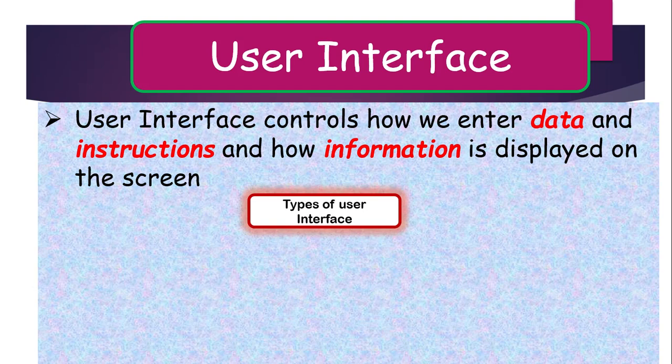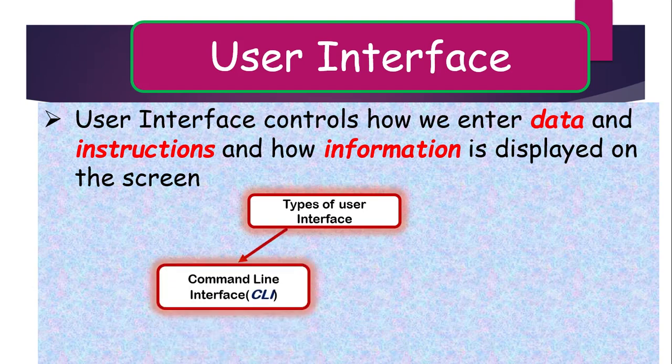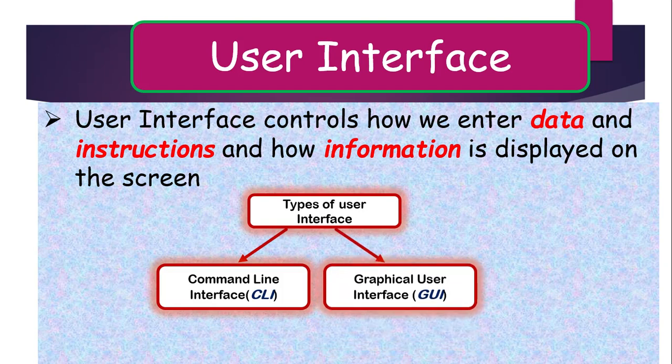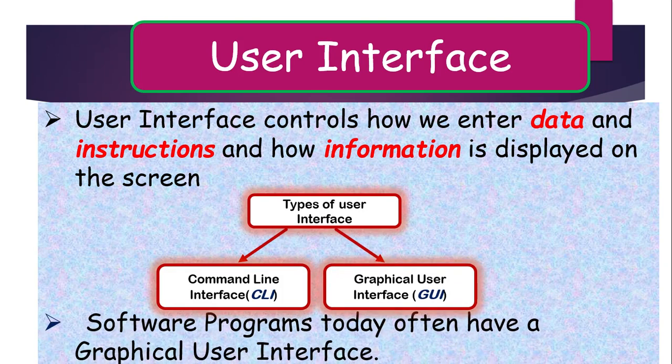So there are two types of user interface. First one is command line interface and second one is graphical user interface. Next point is software programs today often have a graphical user interface. It means most of the software programs of today use a graphical interface.